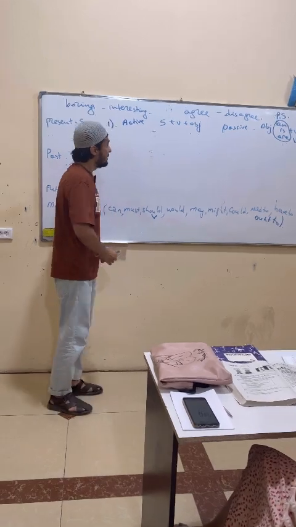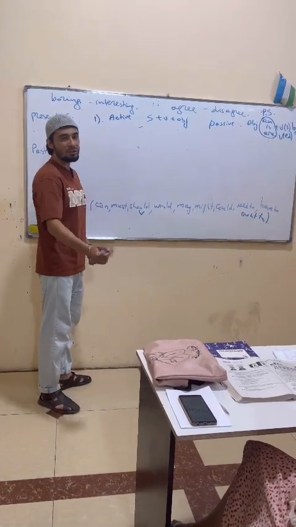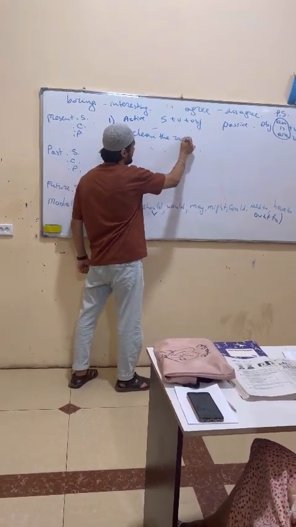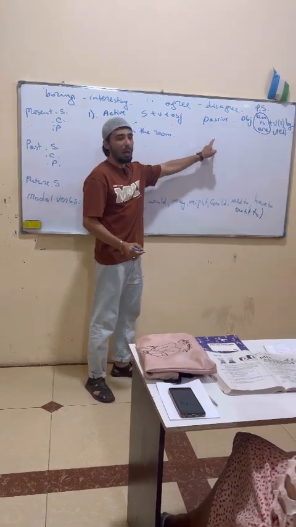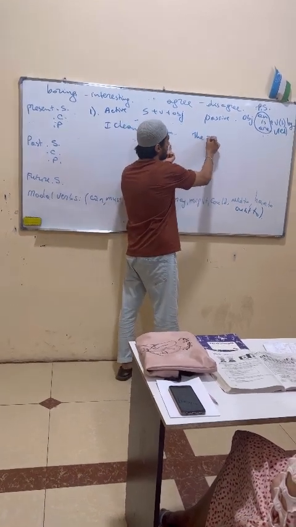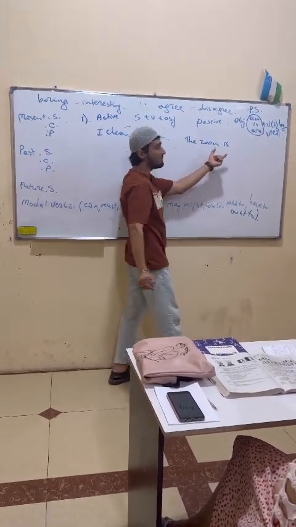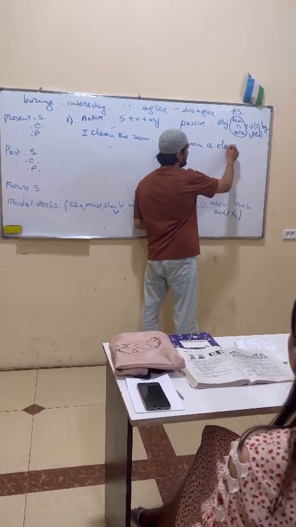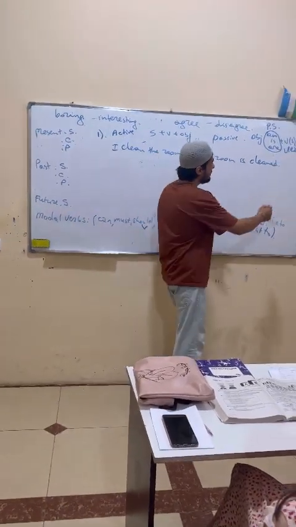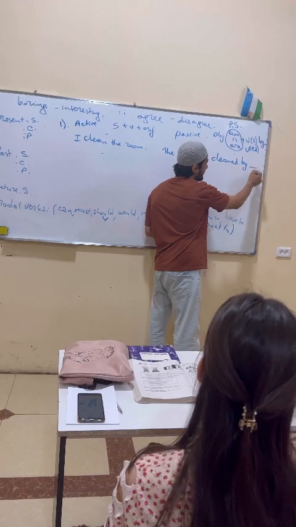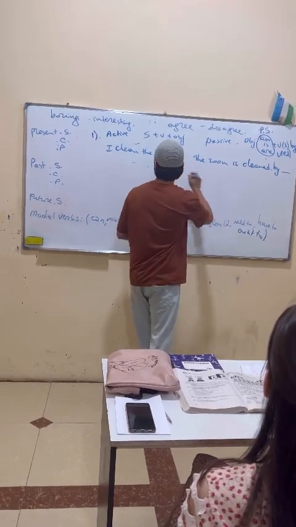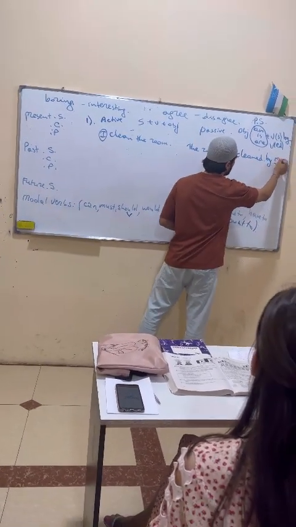Yes? The example that we have just used: I clean the room. Tell me how I can do it in the passive voice. The room is cleaned. Cleaned, great. And how can I add the preposition by here? Who, I or me? Yes, because here I have I. By me.